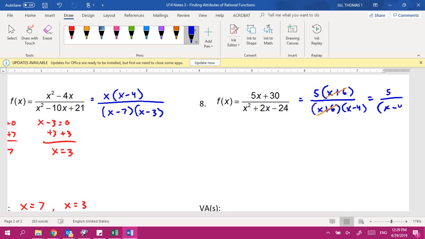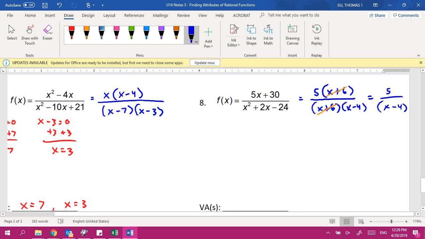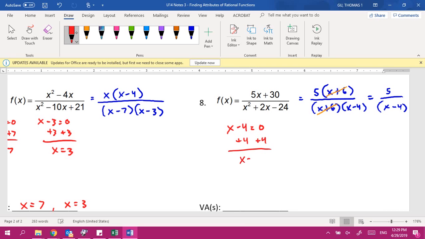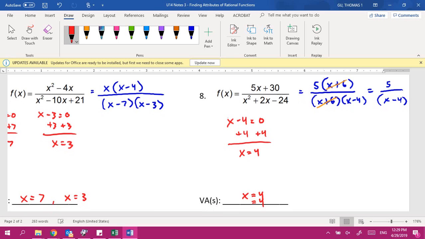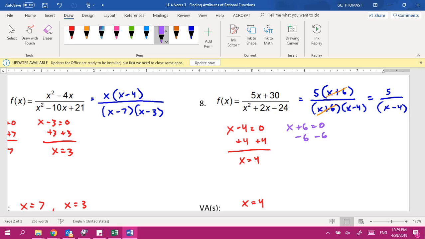That's correct. Good. So what am I going to do to find my vertical asymptotes? x minus 4 equals 0. So what is my vertical asymptote? x equals 4. Very good. Now, what about the hole? The x value is going to be negative 6, because I take the canceled out factor, x plus 6, set it equal to 0, and solve for x.